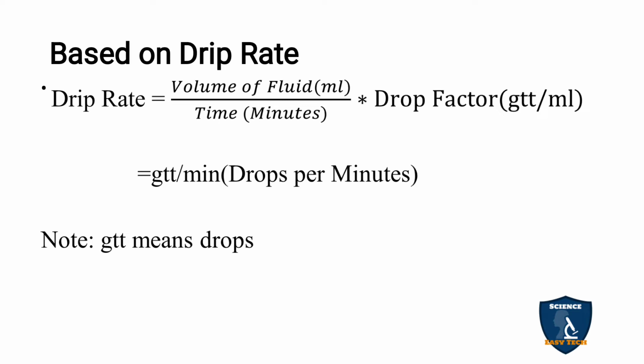Then time should be converted into minutes. Sometimes they will give it in minutes itself. 180 minutes means you can directly use 180 minutes. Otherwise, if they have given it in hours, for example 4 hours, you have to convert 4 hours to minutes. We all know 1 hour is equal to 60 minutes. Therefore 4 hours, 4 into 60, is equal to 240 minutes. Like that you have to convert it and substitute it in the formula.